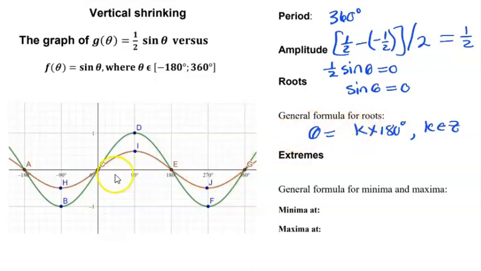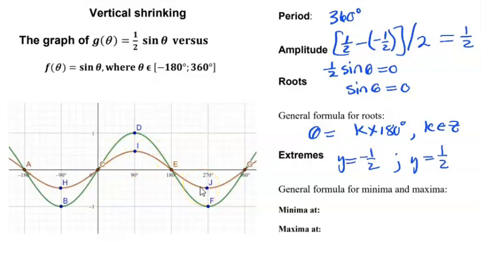If k is 0, I will get point C. K is 1, I will get 180, k equal to 2, 360, and so forth. So the extremes in this case are y equal to negative a half and y equal to plus a half. Those are the extremes, and we will find them at the points H, I and J.